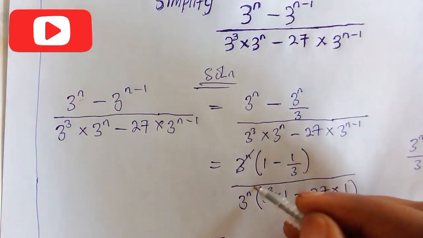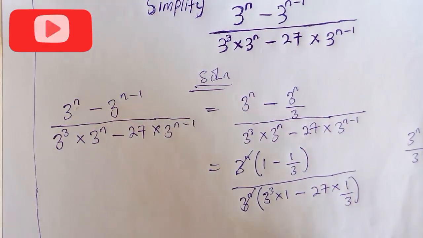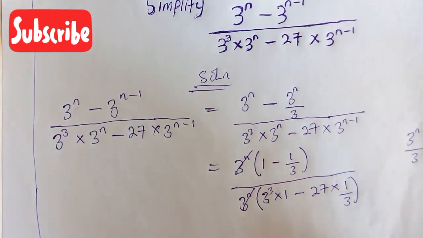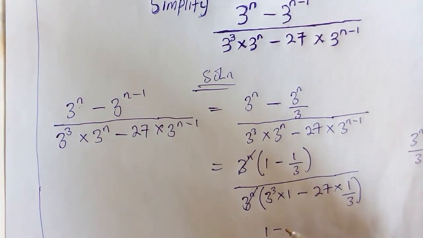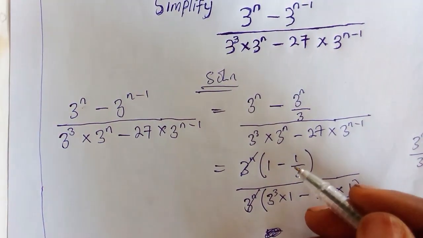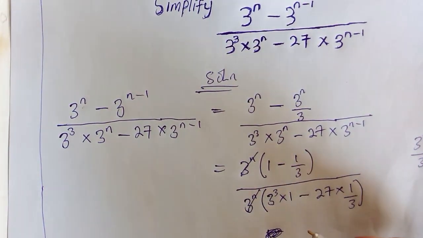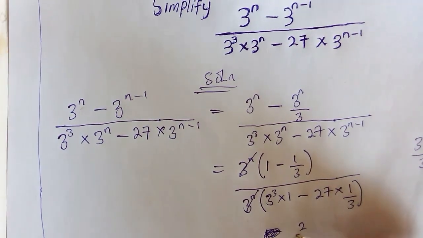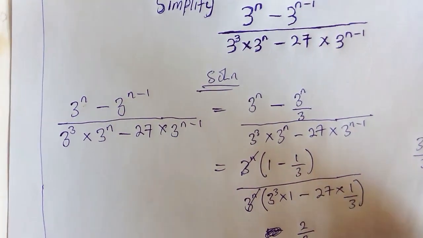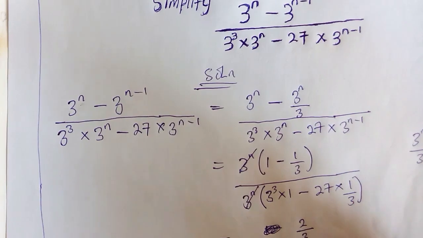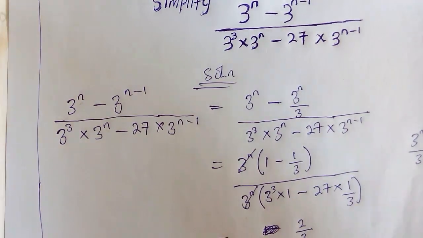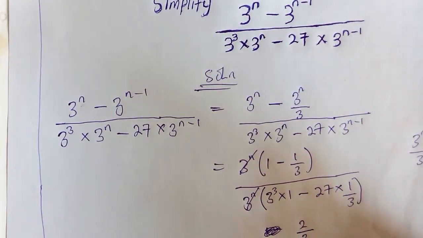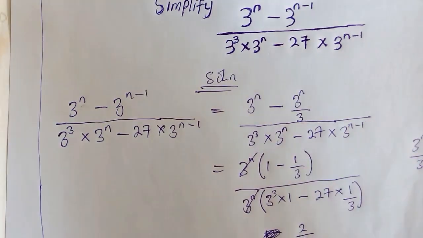So this actually cancels this. We have 3 raised to the power 3 is 27. Then we have 1 minus 1 over 3 is 2 all over 3. Then this is all over 27 times 1 is 27 minus 27 all over 3.